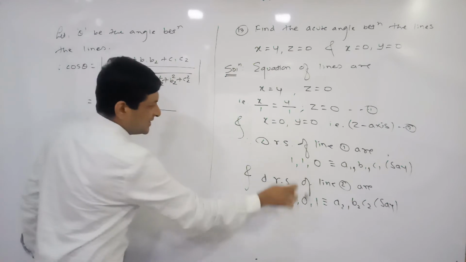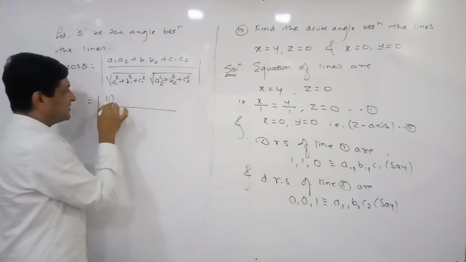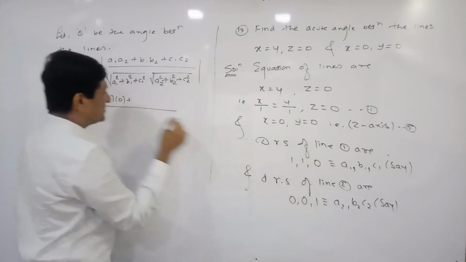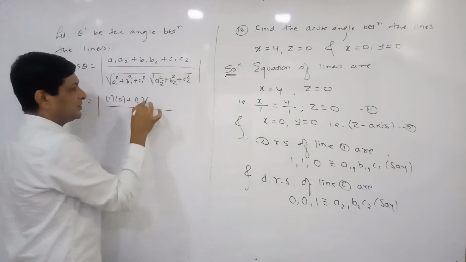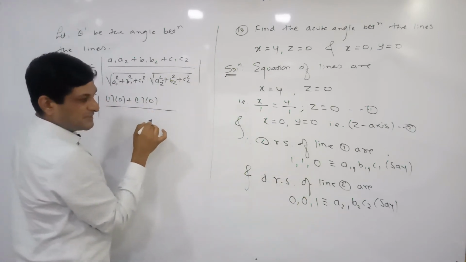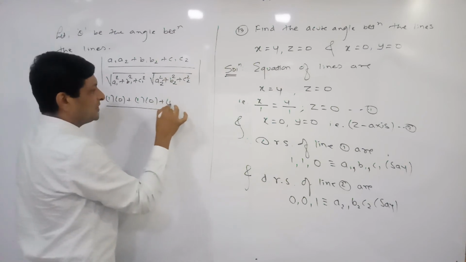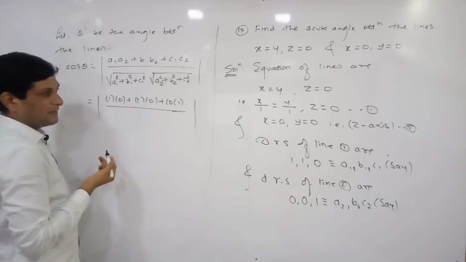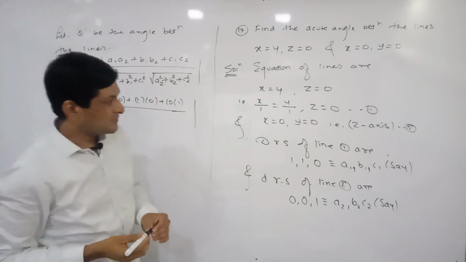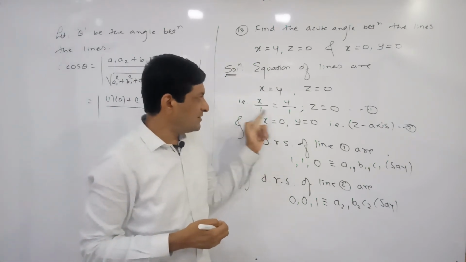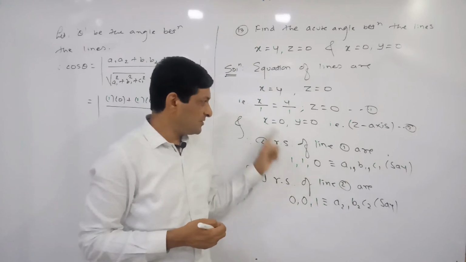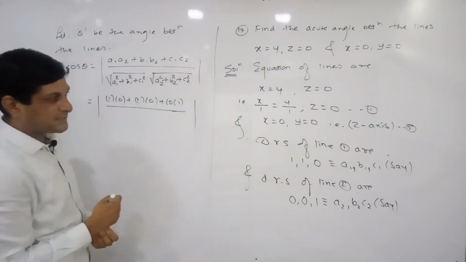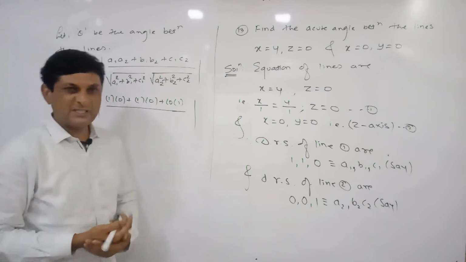A1, A2 means 1 into 0. So 1 into 0 plus B1, B2 means 1 into 0, plus C1, C2 means 0 into 1, divided by, in this case, what are the direction ratios? 1, 1, 0, yes, and here 0, 0, 1, because x is equal to 0 and y is equal to 0 means z-axis.